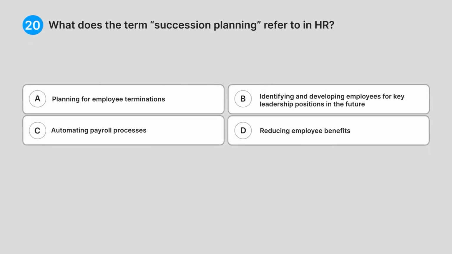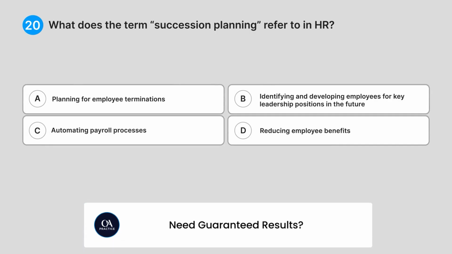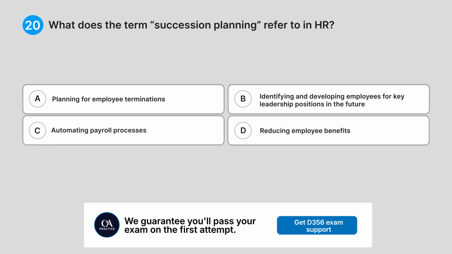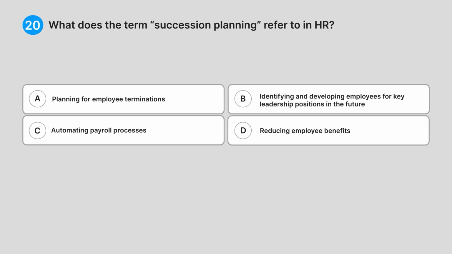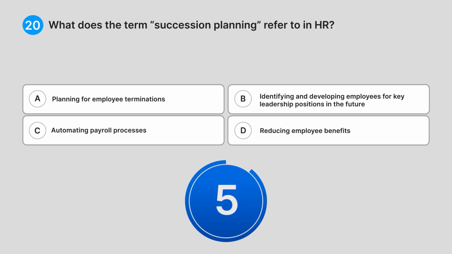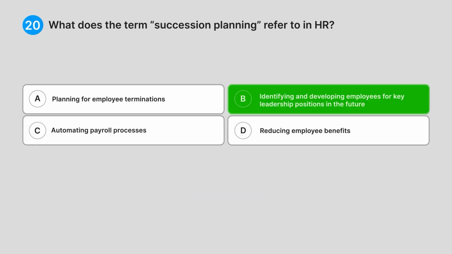20. What does the term succession planning refer to in HR? A. Planning for employee terminations. B. Identifying and developing employees for key leadership positions in the future. C. Automating payroll processes. D. Reducing employee benefits. Can you guess the answer? Correct answer, B. Identifying and developing employees for key leadership positions in the future.